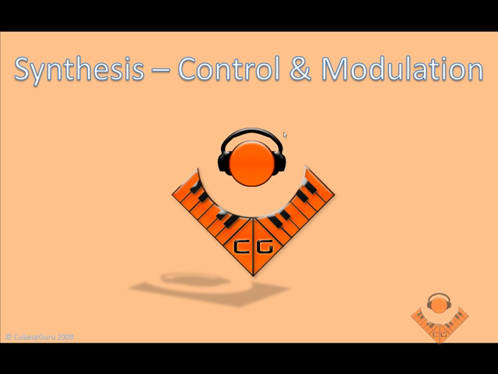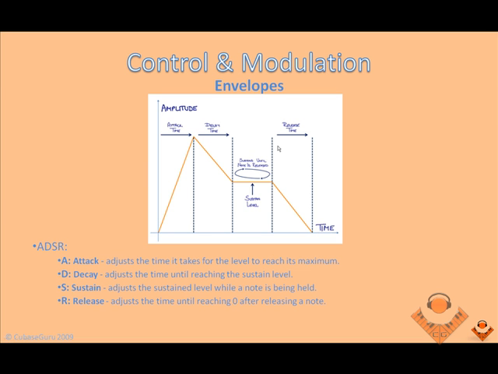This one is regarding control and modulation. The first subject we cover is envelopes. Now, envelopes are notoriously difficult to show you, but we can listen to them and I can explain what's going on here. So this is your basic envelope, known as an ADSR envelope. For obvious reasons, attack, decay, sustain and release.